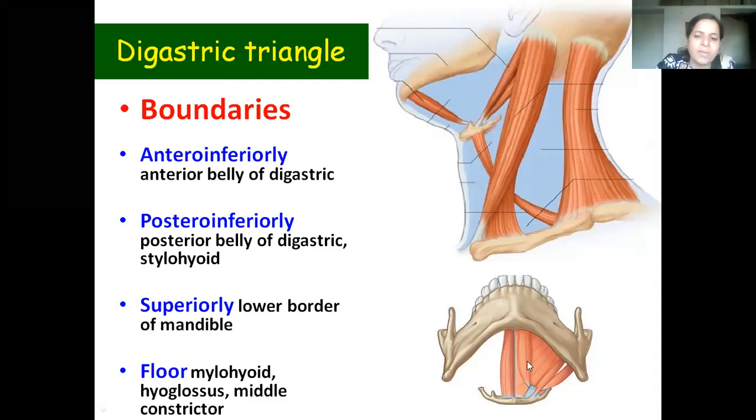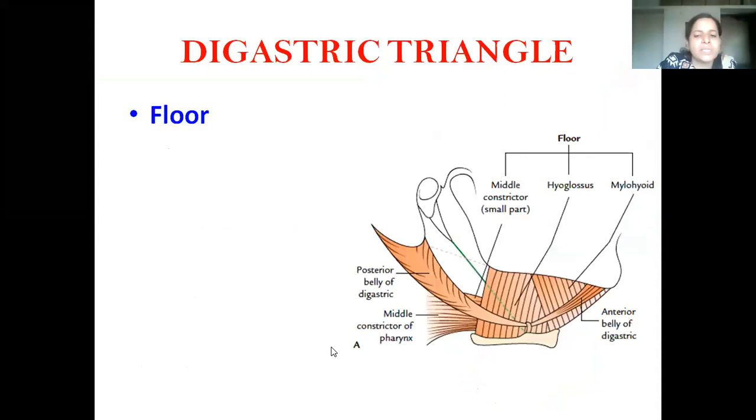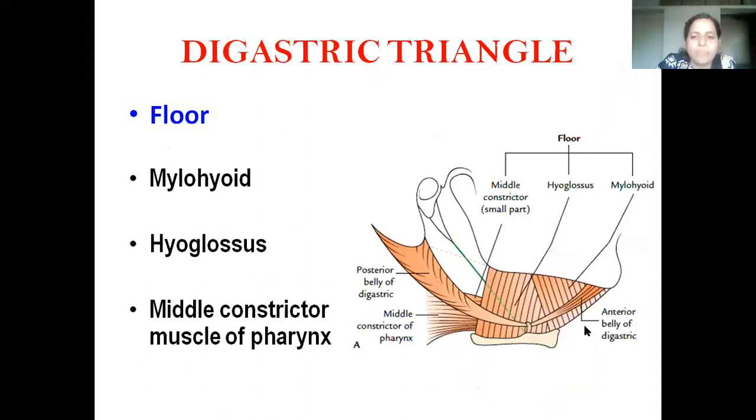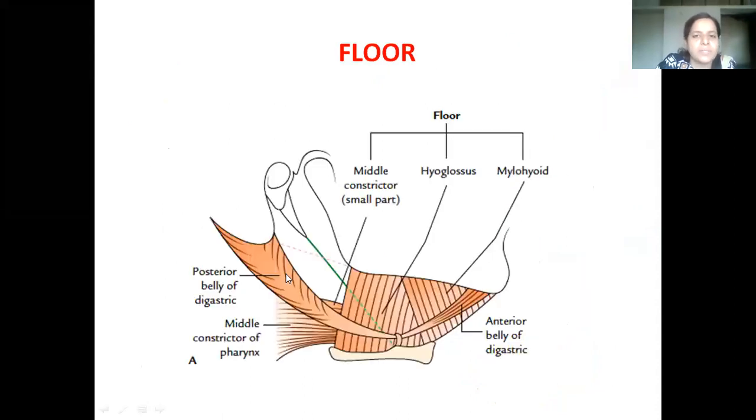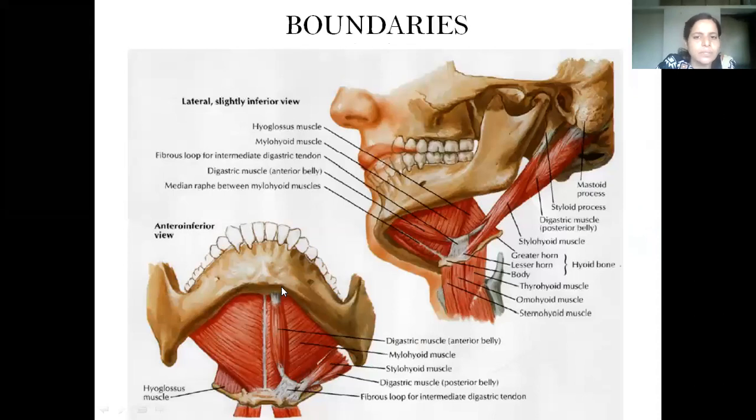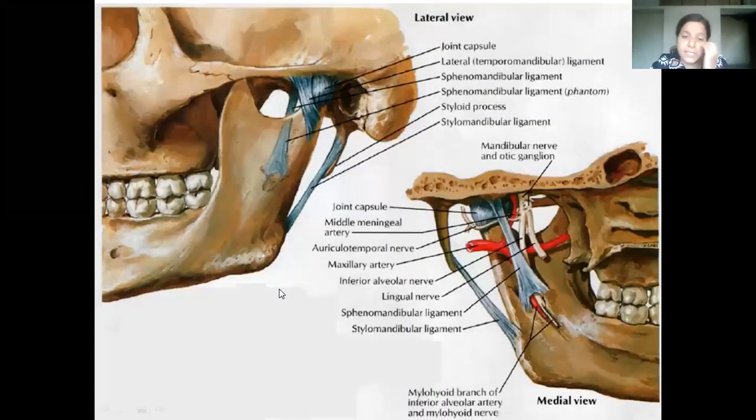Okay. And then if you cut this mylohyoid, we will see the tongue muscle, that is hyoglossus, and deeper we will also see middle constrictor. At least if you write one muscle, that is also enough. So for the floor, I have shown you all three muscles. First is mylohyoid. If you remove mylohyoid, below this you will see hyoglossus. Below this, if you go into a deeper plane, you will see middle constrictor of pharynx. So all these are the three muscles of the floor of the digastric triangle.